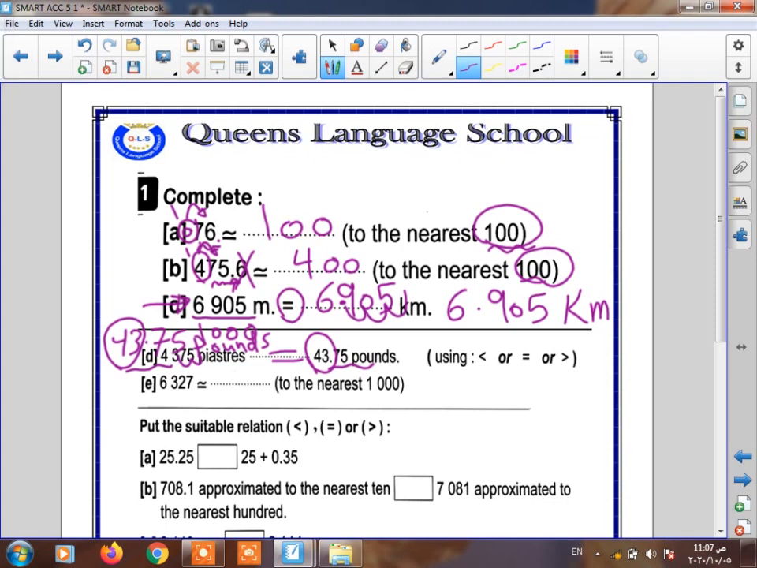Next one, 6,327. Approximate to the nearest thousand. So I circle which one? I will circle the thousand digit. Okay, unit, tens, hundreds. How many digits before the circled one? 3 digits. Change it into 0s. Finished? No. Look at the previous digit to the circled one. It says 3. 3 from which group? 4 or less. Leave it. What does it mean? Leave it as it is. 6 becomes as it is. Next one.